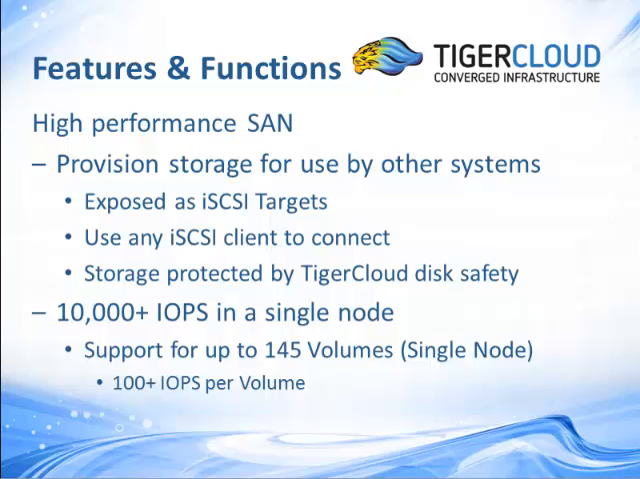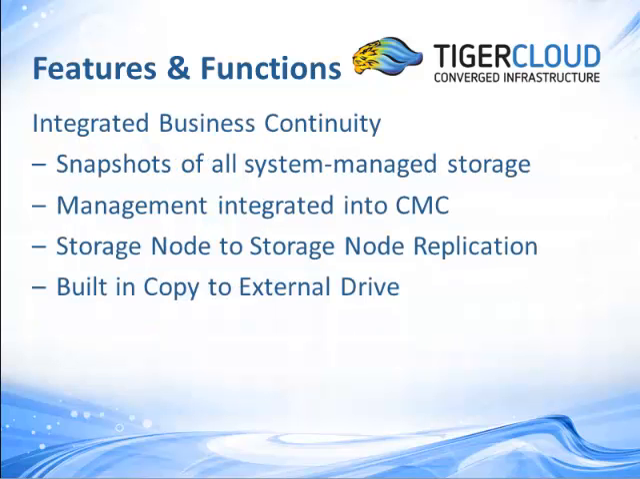As mentioned earlier, we have over 10,000 IOPS available per node, which allows you to see excellent disk performance even when there are several volumes accessing the same storage. With the integrated business continuity piece, all of the volumes that are used in the tigercloud environment, whether for a virtual machine or just pure iSCSI storage, leverage this concept of snapshots and being able to roll back to previous points in time. That management of the business continuity piece is done through the Cloud Management Center, or CMC.